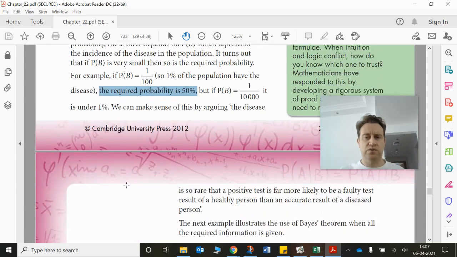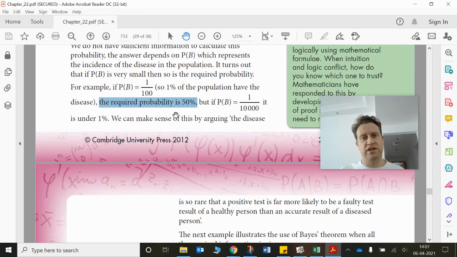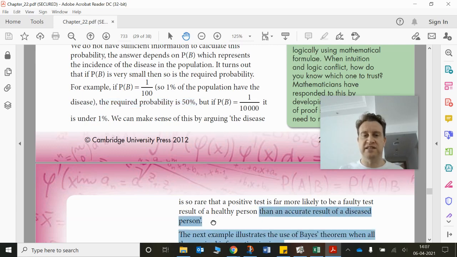So it says here we can make sense of this by arguing that the disease is so rare that a positive test is far more likely to be a faulty test result of a healthy person, rather than an accurate result of a diseased person.